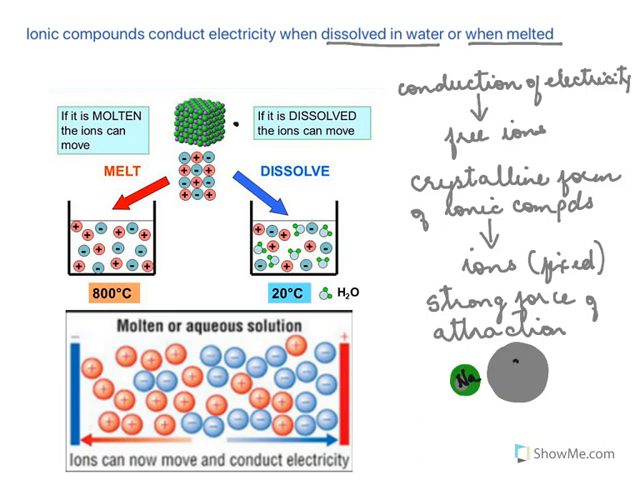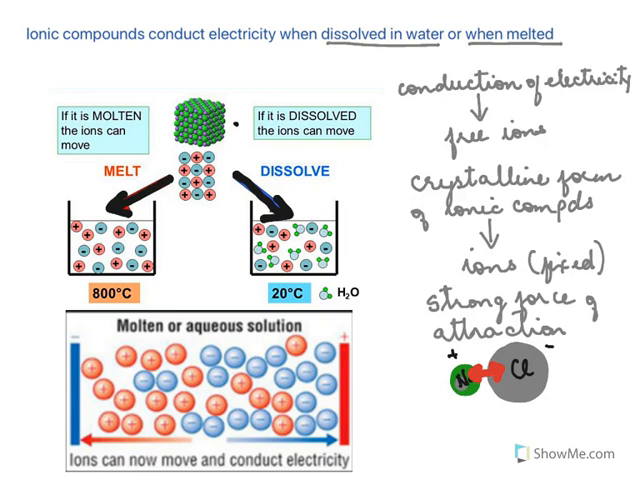So here is sodium and chlorine, positive, negative ions are present, and the force of attraction is so strong that the sodium and chlorine are held together and they are not able to move. So the crystalline form or solid form of sodium chloride or any ionic compound does not conduct electricity. However, if you melt this sodium chloride, once you melt it, the ions now become more free, or when you dissolve it in water, the ions are now more free, and in this state they are able to conduct electricity.